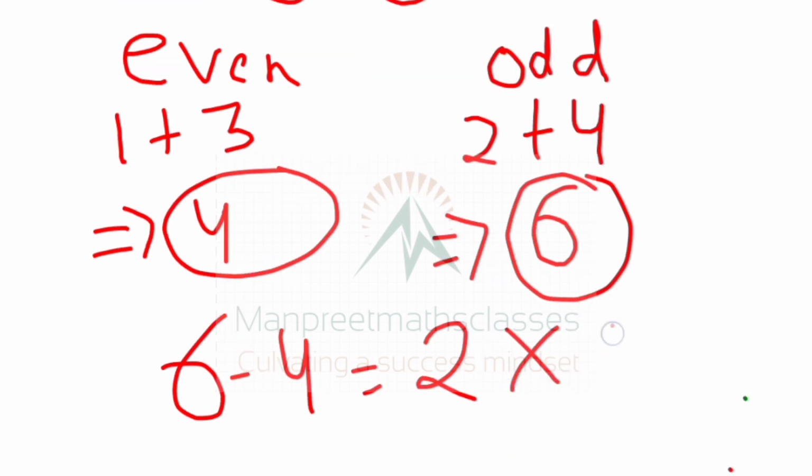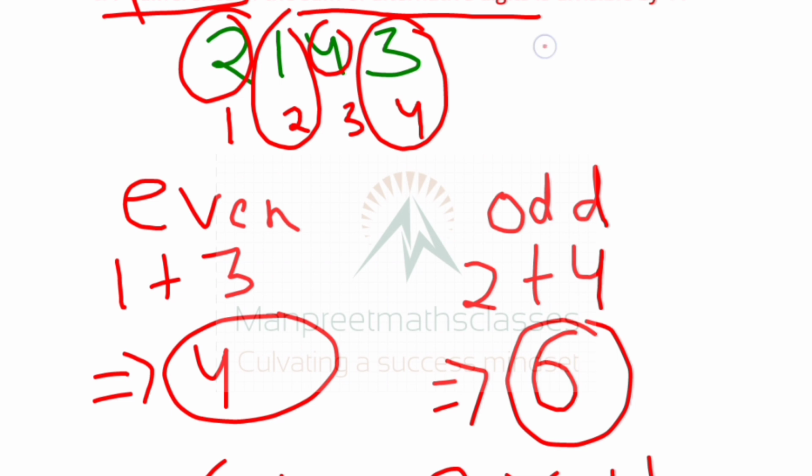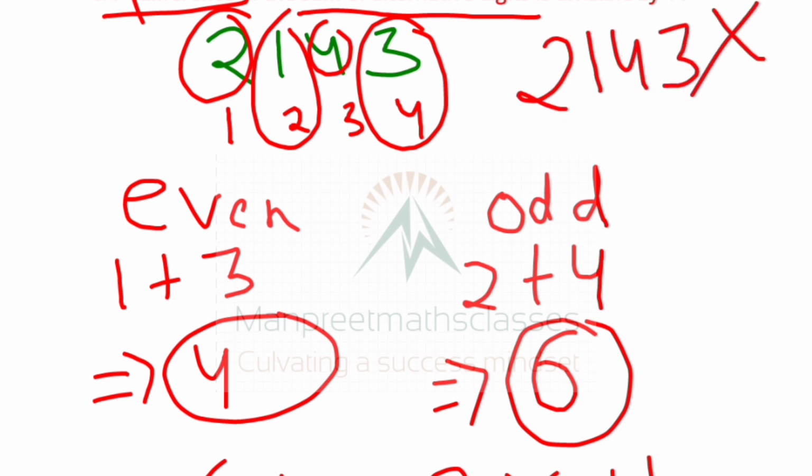So 2 is not divisible by 11. So you will say the number 2143 is not divisible by 11. I hope you are clear on these divisibility rules. We'll move on to exercise 16.2.